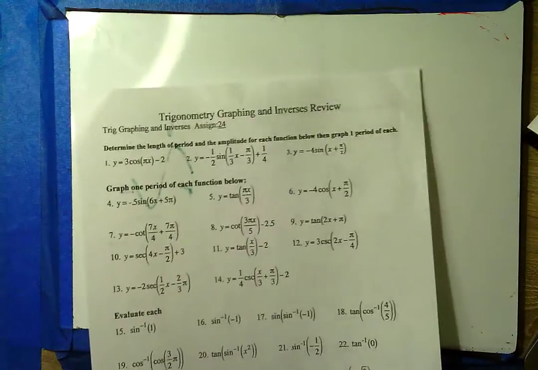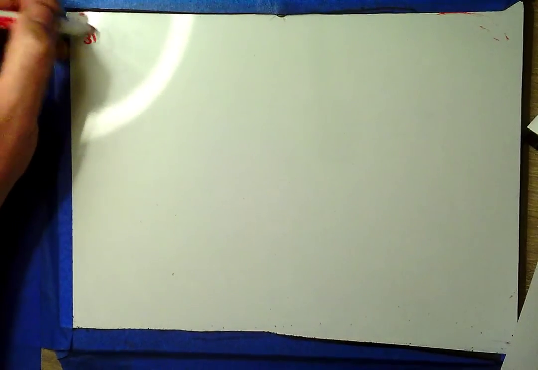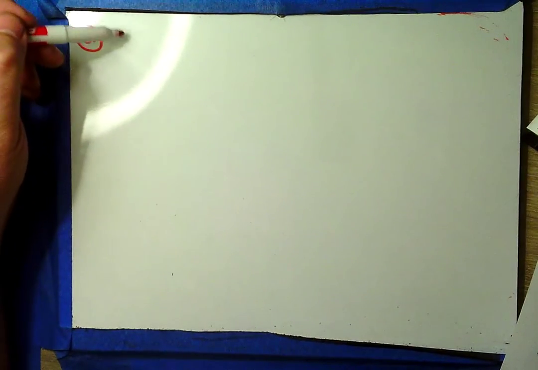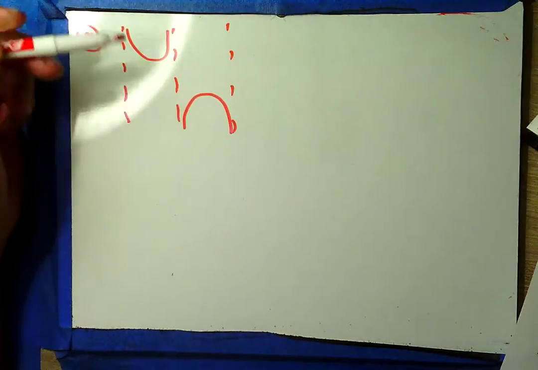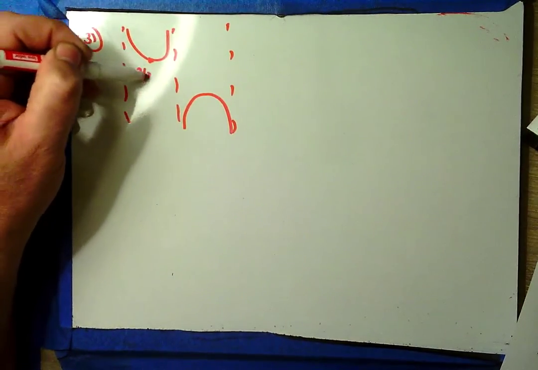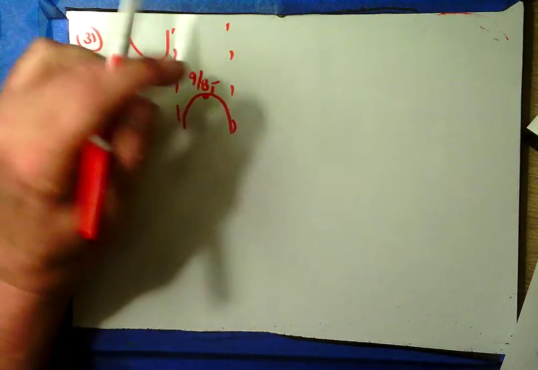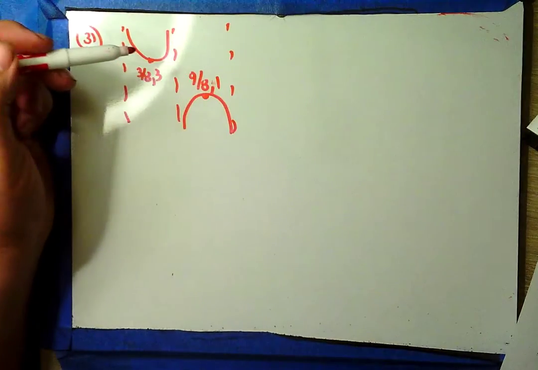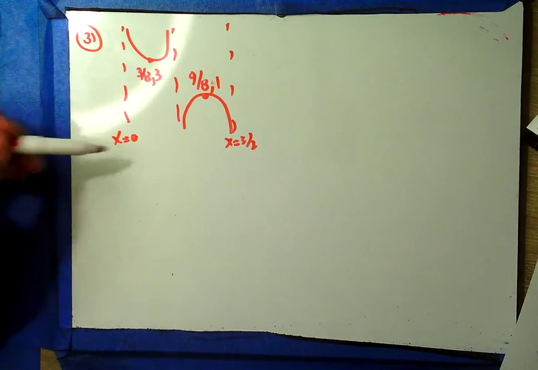So it seems when I did the video for our review worksheet, assignment number 24, trig graphing and inverses review, I neglected to do the problems on the back. So, number 31, we've got some vertical asymptotes. We've got one up and one down. We've got 3/8 at 3, and we have 9/8 at 1. And we know that this is x equals 3/2, and here we have x equals 0.